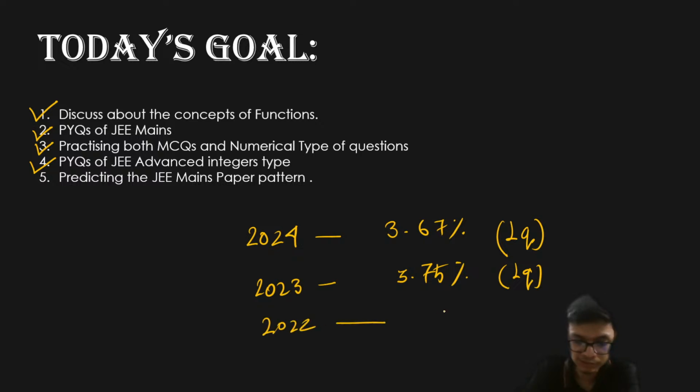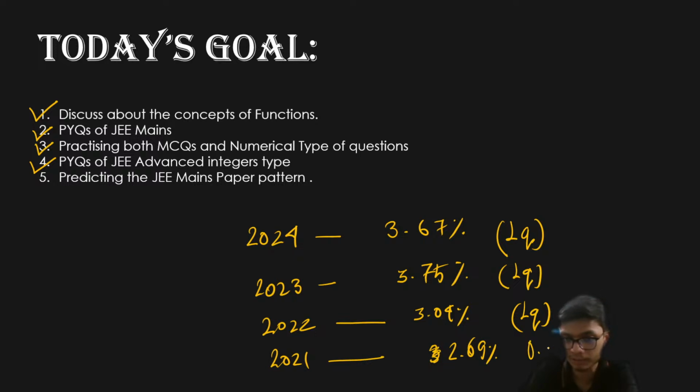And in 2022, the weightage was around 3.04%. So therefore it is another one question. And in 2021 the weightage was around 2.69%, right? So 2.69%, which is roughly an estimate of 0.9 question or one question, right?